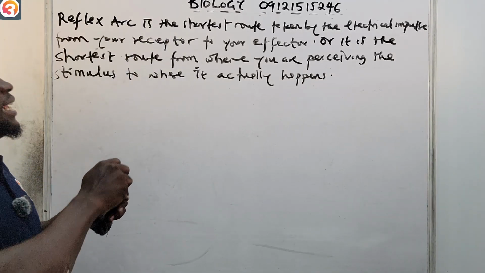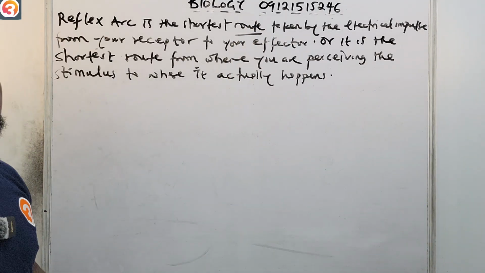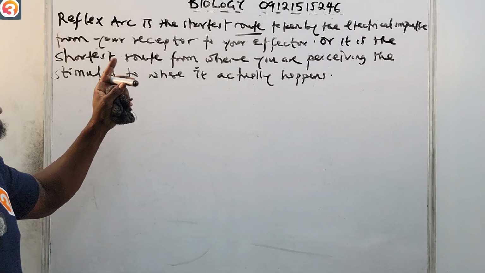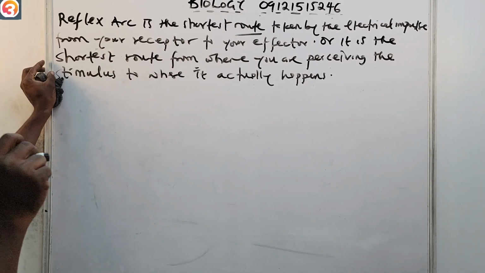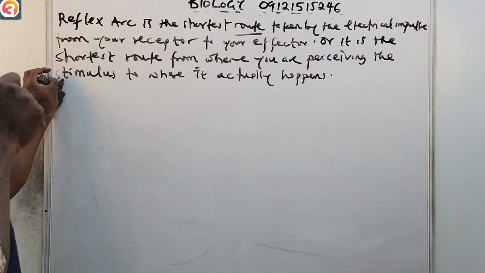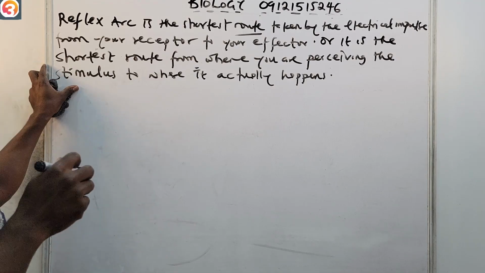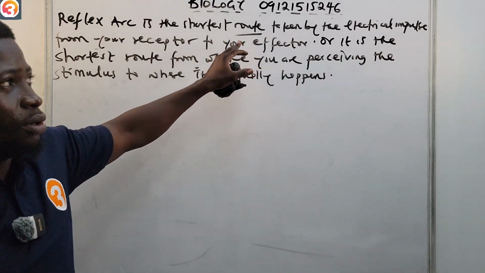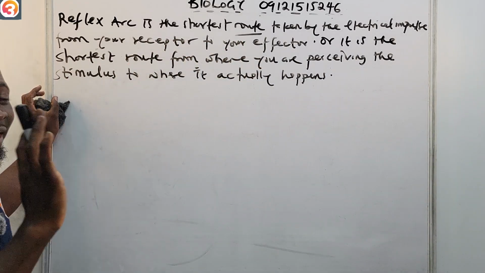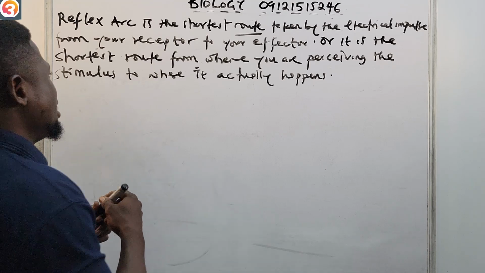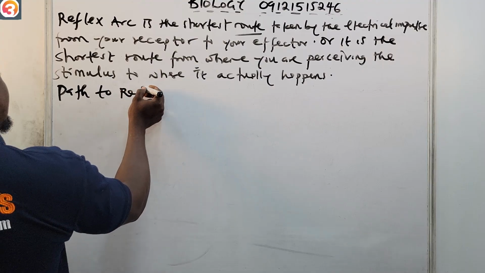So that is the reflex arc. We're talking about a route, a route taken by the electrical impulse from your receptor to your effector. Or it is the shortest route from where you are perceiving the stimulus to where it actually happens. This effector is basically your muscles, and there's a path to the reflex arc. I'm going to make it very interesting for you to understand.